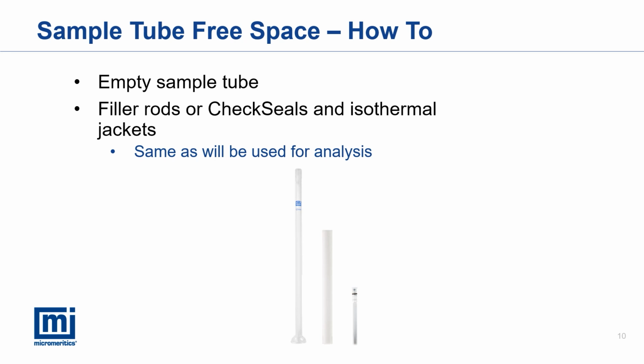To use the sample tube free space feature, we would need an empty sample tube fitted with the same accessories used for sample analysis. There might be slight differences in filler rods and check seals, causing their volume to be different from one another. Isothermal jackets help keep temperature constant in the sample tube during free space measurement and subsequent analysis. Keeping the accessories identical will ensure consistency in free space determination, mitigating any potential differences resulting from using different configurations, as slight variations in volume could impact the precision of calculated free space values.